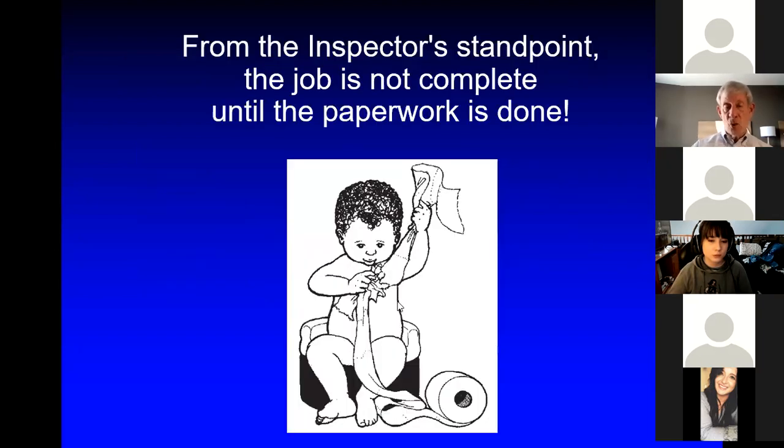The way the inspectors look at it is that the job is not complete until the paperwork is done. If you've ever been through an inspection, they love looking at the paperwork because that's their way to make sure that you are in compliance with all of the federal laws.